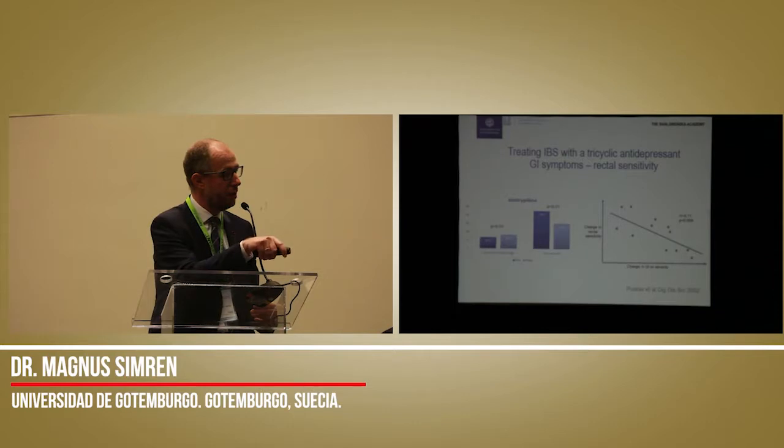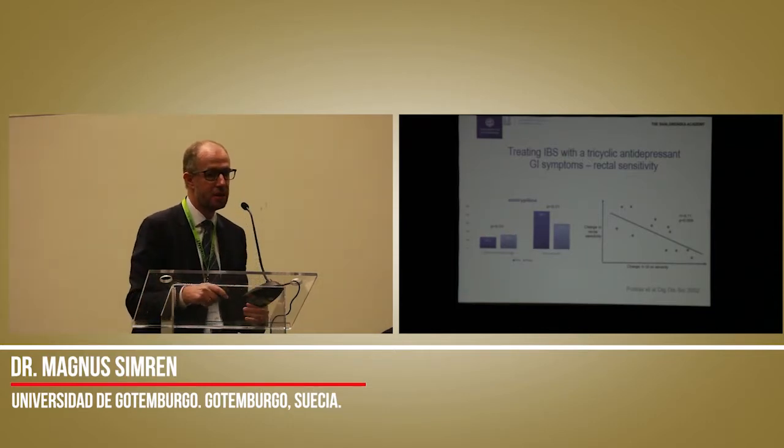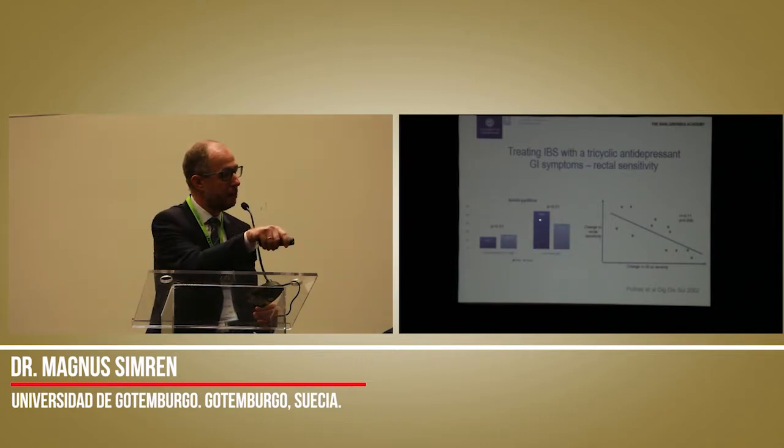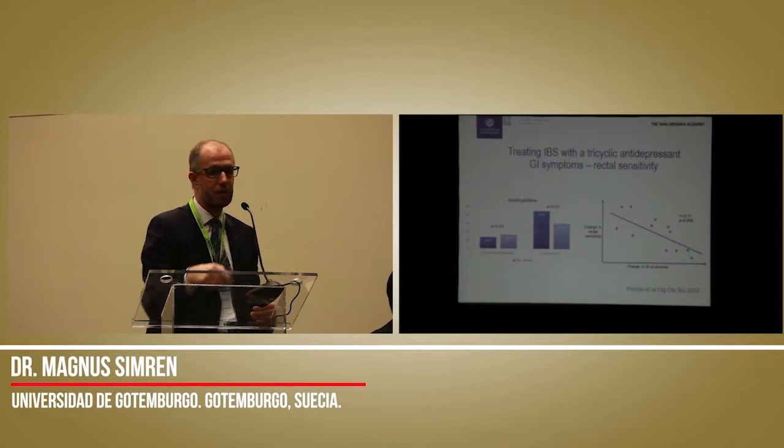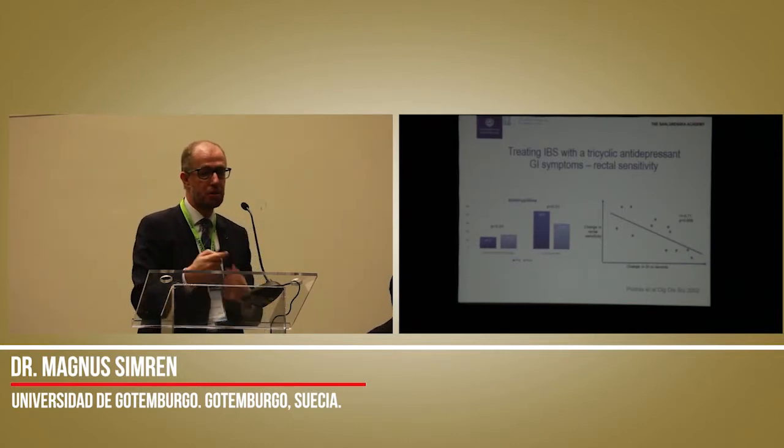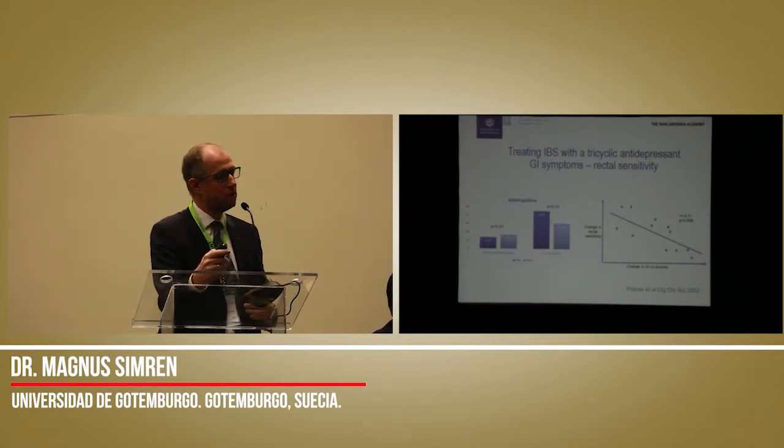And as you can see here, the pain threshold went up. That means that the patients were less sensitive after amitriptyline. And here you can see that the symptoms improved. And you can see here, they plotted the change in rectal sensitivity versus the change in GI symptom severity, and found a quite nice correlation. This is a small study, but still one of the lines of evidence suggesting that by affecting visceral hypersensitivity, you can improve pain in patients with IBS.